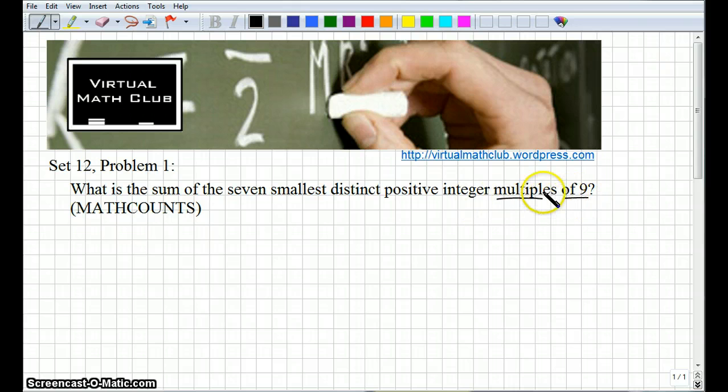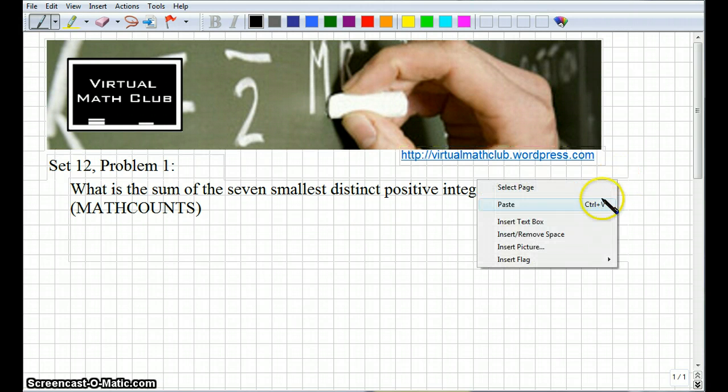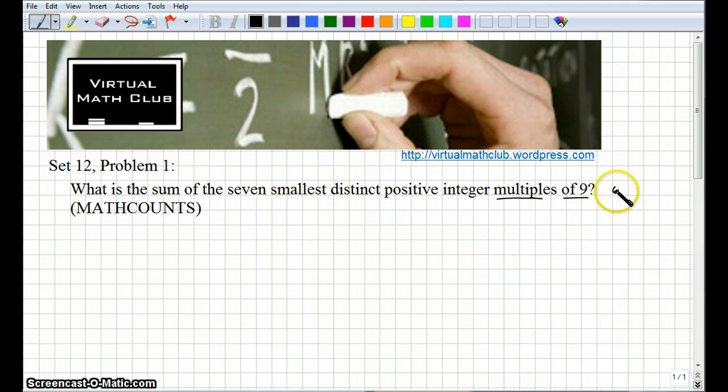So multiples of 9. Okay, we know what multiples of 9 are, right? We know 63 is a multiple of 9, right? Or 27 is a multiple of 9. So we know what multiples of 9 are. We know what they mean when they say 7 and smallest. Distinct just means that we want different numbers. So we don't want to add 9 and 9 and 9 and get 7 nines, which are small, but they're not distinct. So we want them to be different.